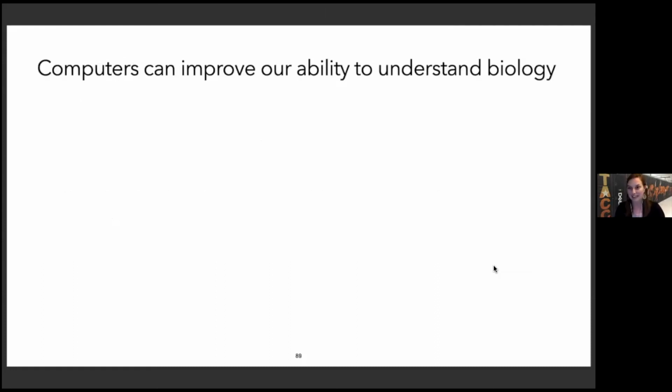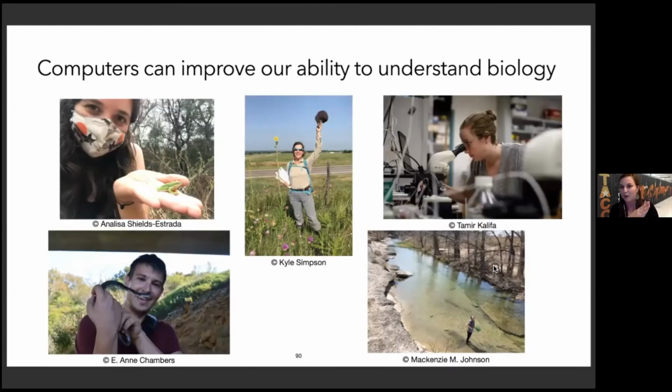And so I hope today that I've convinced you that computers can improve our ability to understand biology. Biology is really a collaborative science. It's exciting to be at a place like UT in our integrative biology department, where I can work with the people I was talking to you about earlier, who go out and collect data from natural populations or generate it in the lab, and help build tools so that we can learn more about the data that they've collected.